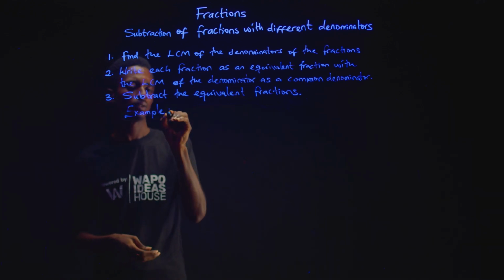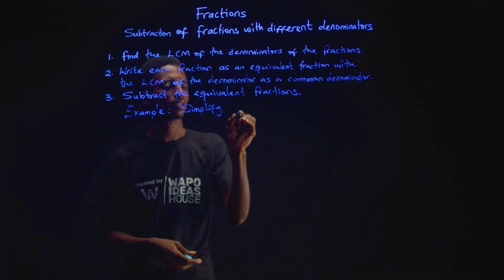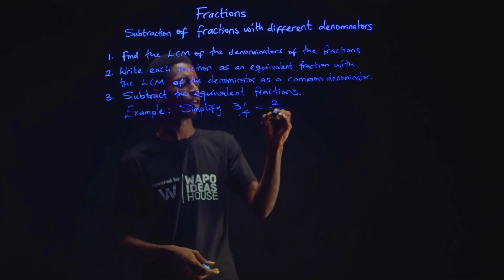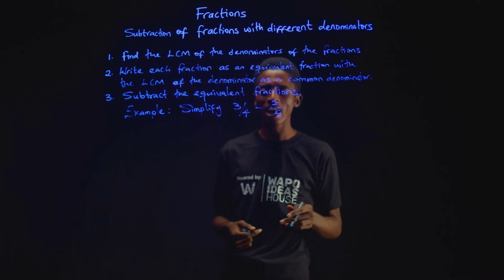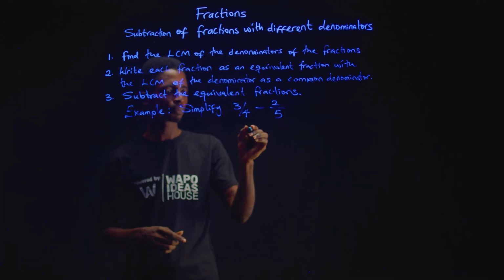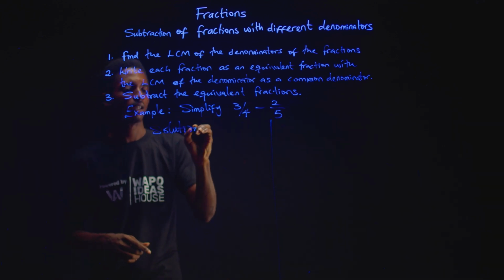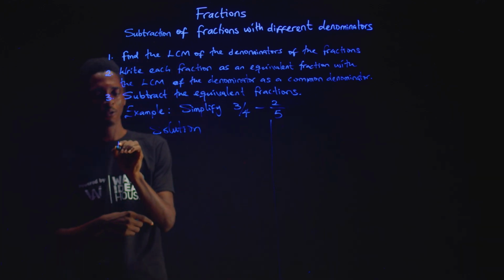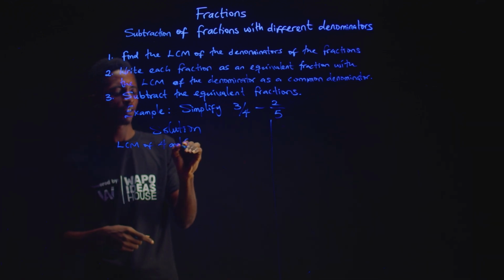Example: simplify 3/4 minus 2/5. These are 2 fractions with different denominators. So what will I do? Here's the solution. The first step is to find the LCM of the denominators. So we find the LCM of 4 and 5.